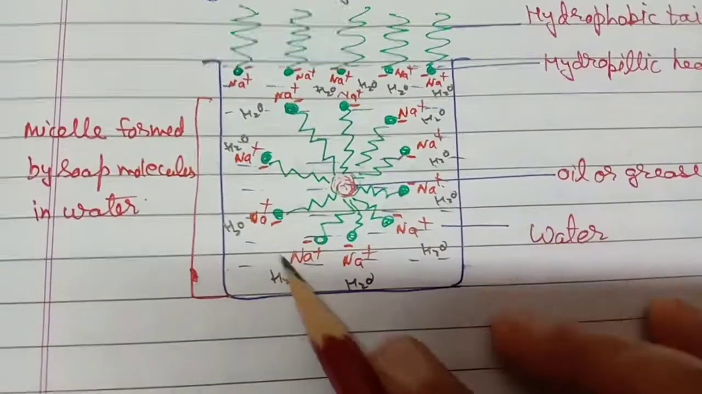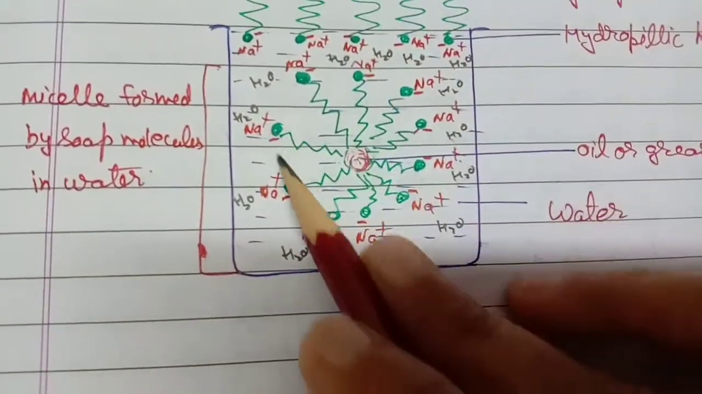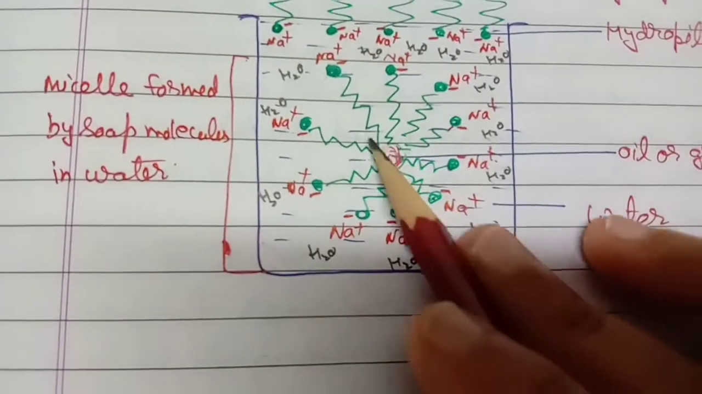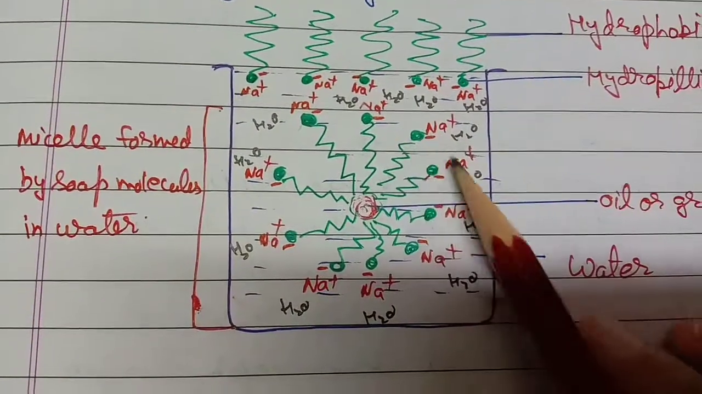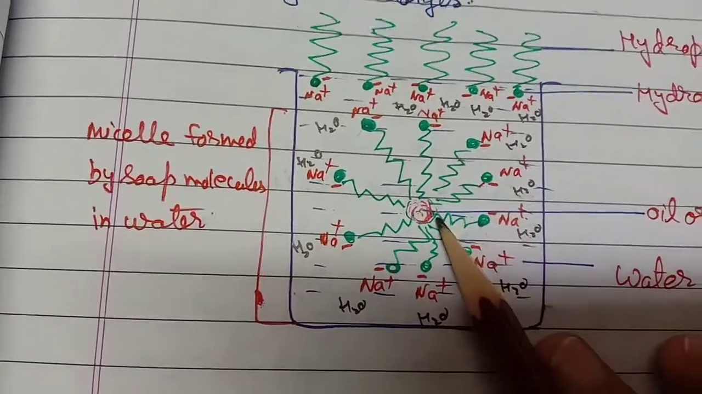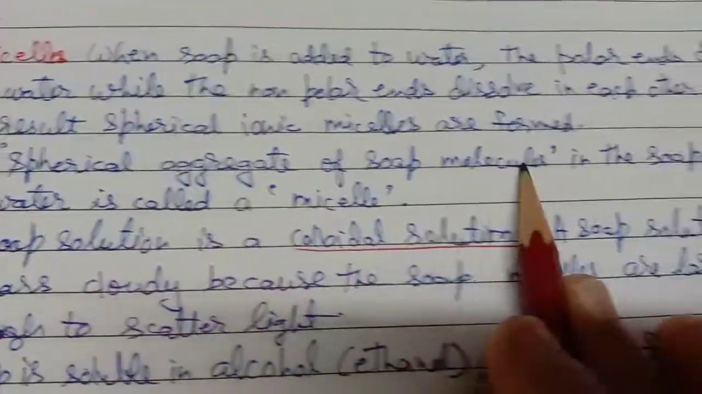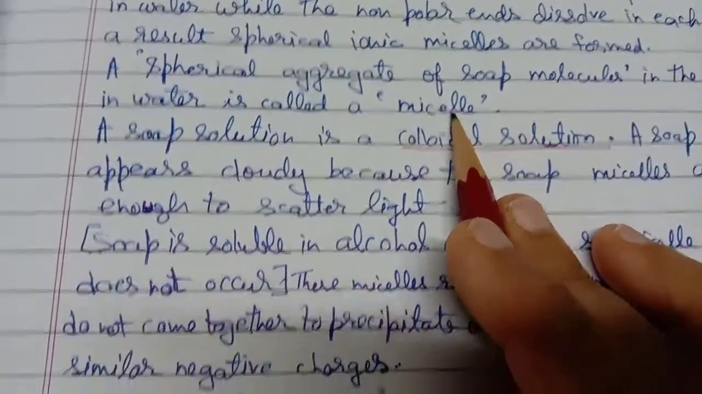Now these polar ends will dissolve in water, and the tails will dissolve in each other. So they will form a circular structure. All of them come together in one place. Since the heads are all negative, like charges will repel each other. So the heads repel one another and the tails come close and dissolve in each other. So this structure will be formed. A spherical aggregate of soap molecules in the soap solution in water is called a micelle.